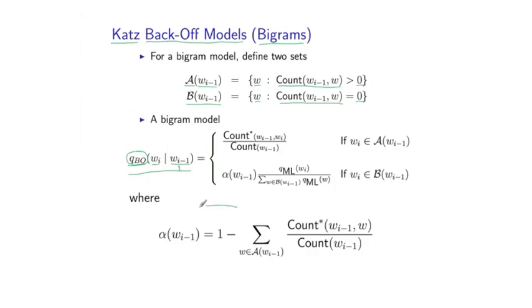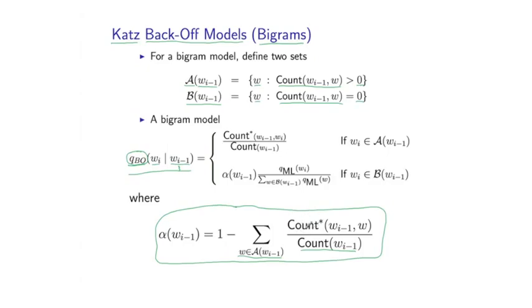As before, I'm going to define the missing probability mass through this expression. This is going to be 1 minus a sum over all the words whose count is greater than 0 of count star of w_{i-1}, w divided by count of w_{i-1}. So this is the probability mass which is left over.